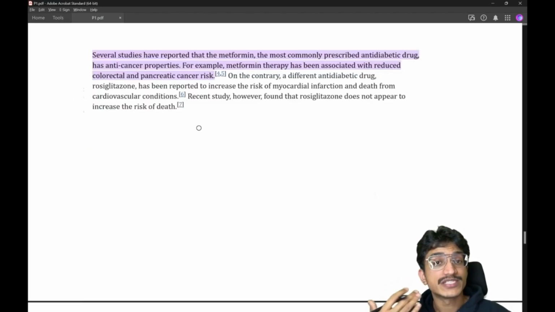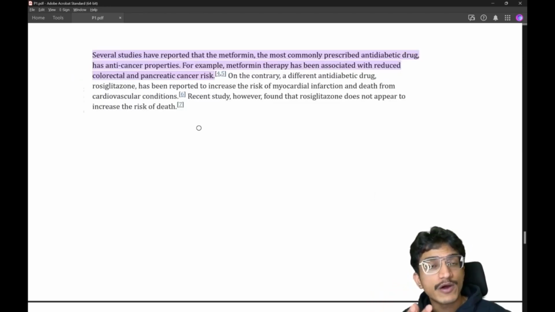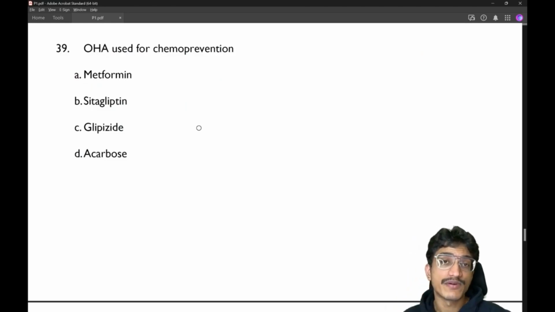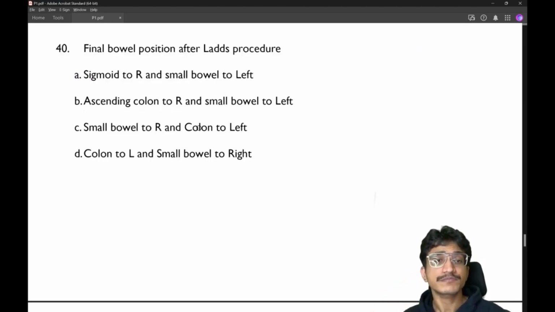Now this is a question for which I needed to go to articles on the net to search which of the following is used for chemoprevention. So I found an article wherein metformin has been prescribed, which has anti-cancer properties, and it is used for chemoprevention. So the answer is metformin.